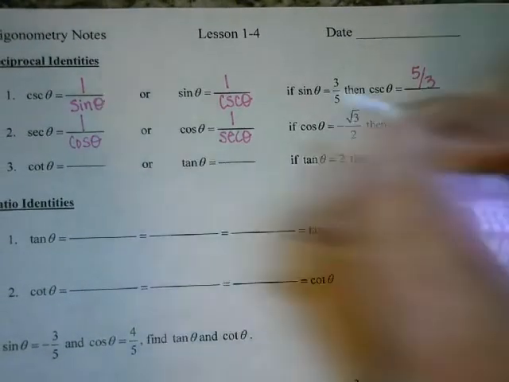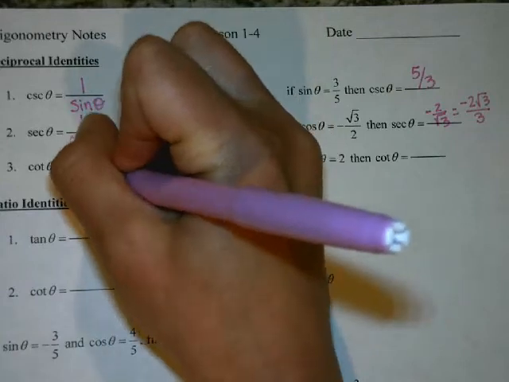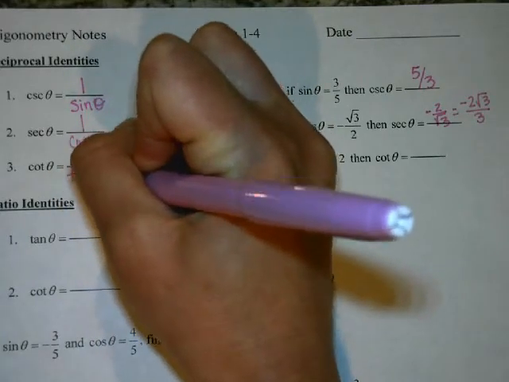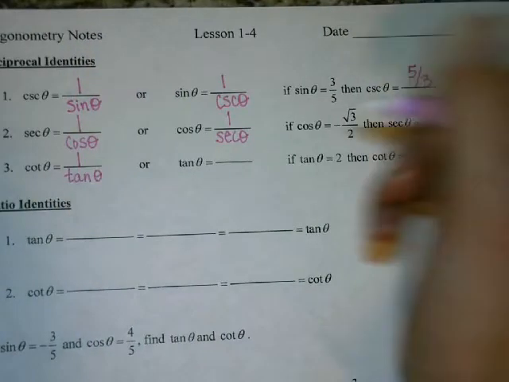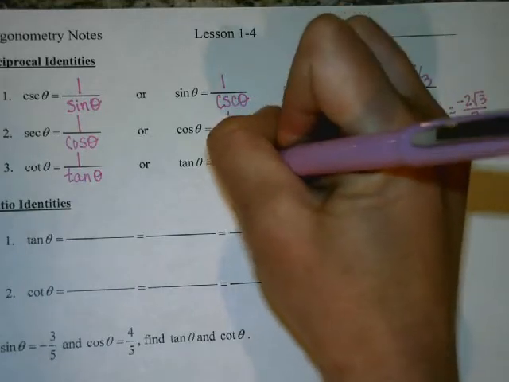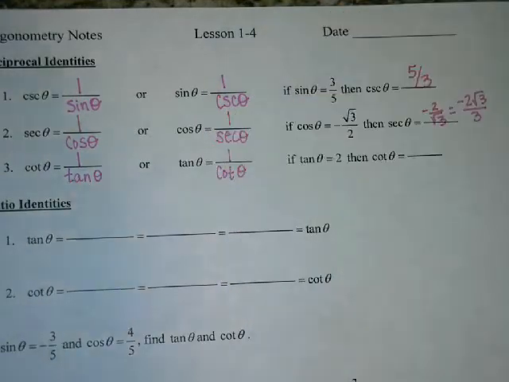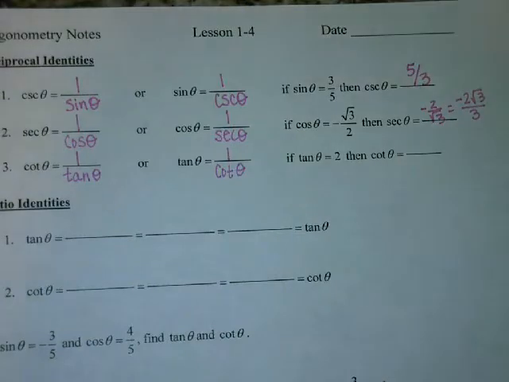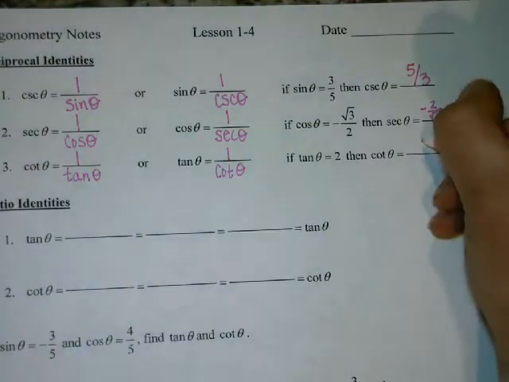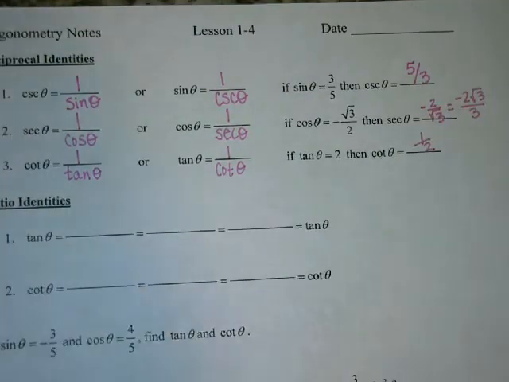Cotangent. Its reciprocal is tangent, so cotangent is 1 over tangent, or tangent is 1 over cotangent. So if tangent of theta is 2, then cotangent of theta is 1/2.